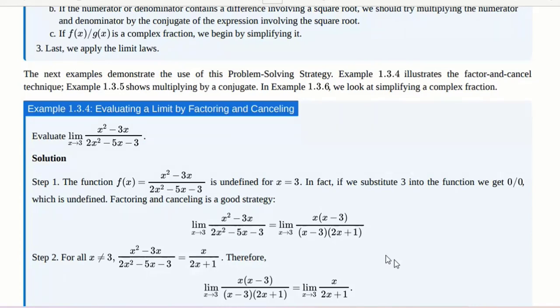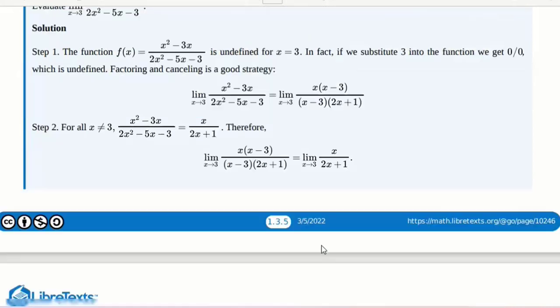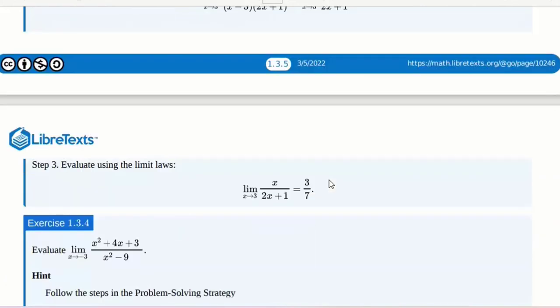If we agree, then the x minus 3 and the x minus 3 will cancel out. So we'll be left with x over 2x plus 1. Then we substitute for x in x over 2x plus 1. When we do that, our answer will have to be 3 over 7.